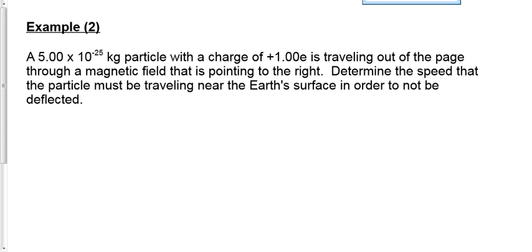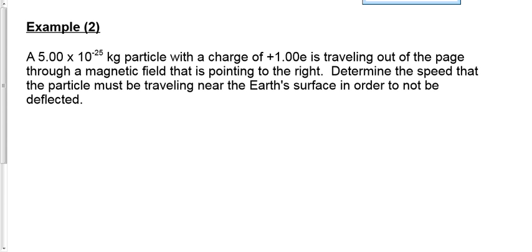Here's another one that says a 5 times 10 to the negative 25 kilogram particle, charge of 1e. What does that mean, 1e? Elementary charge, yeah. 1 times the elementary charge. Traveling out of the page, magnetic field is pointed to the right. They're perpendicular, so everything we do is valid here. We want to determine the speed that the particle must be traveling near the Earth's surface in order to not be deflected. Wait a sec, not deflected.